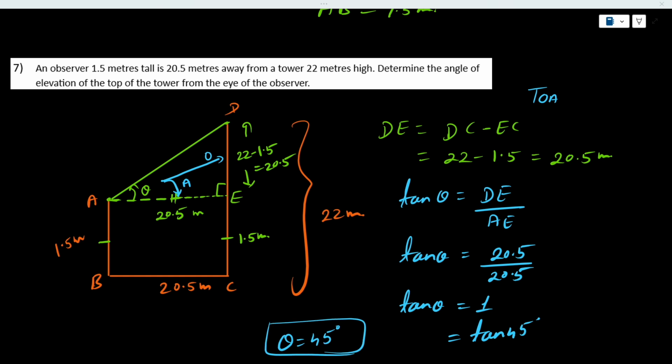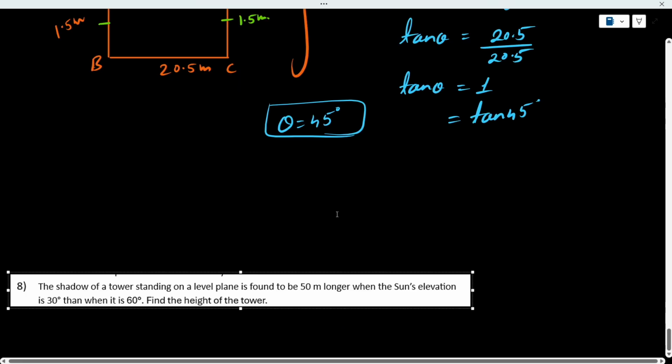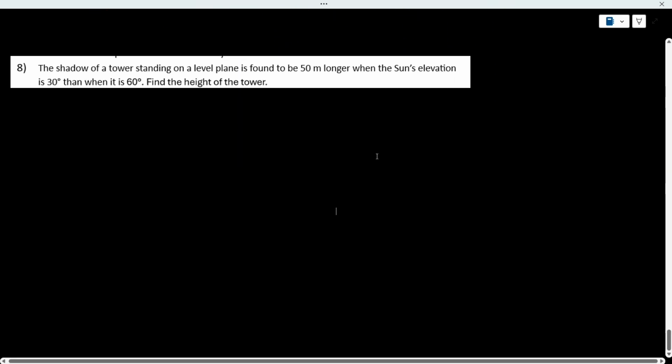We'll take the next question. Now let us go for the next question here. Question number 8. It says here, the shadow of a tower standing on a level plane is found to be 50-meter longer when the sun's elevation is 30 degree than when it is 60 degree. Find the height of the tower.